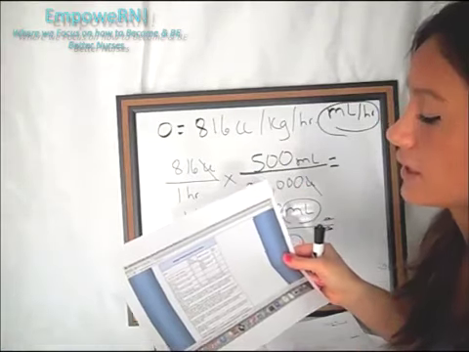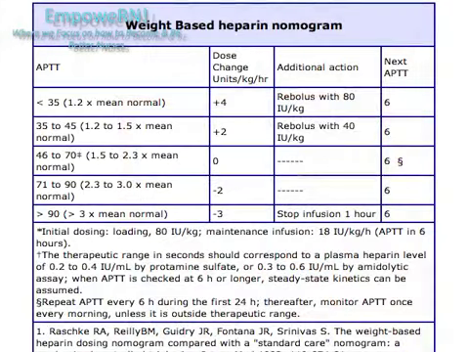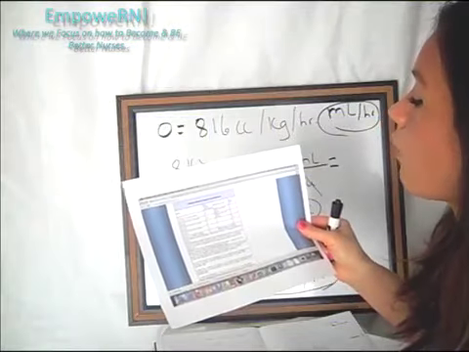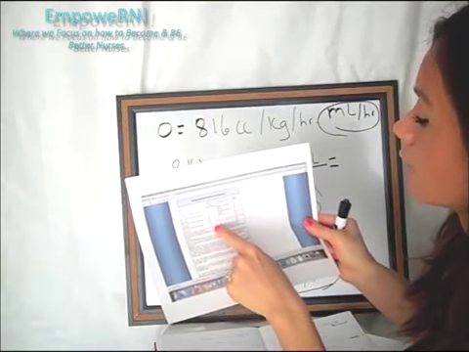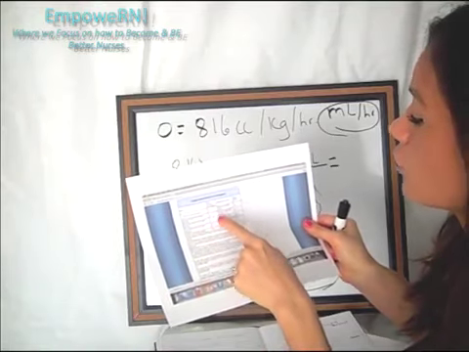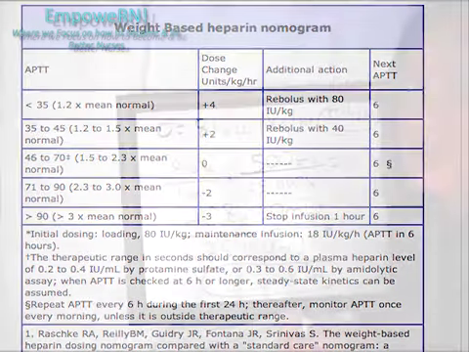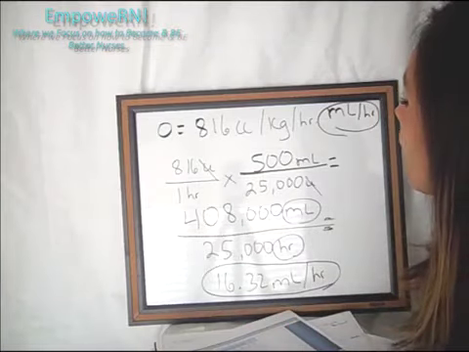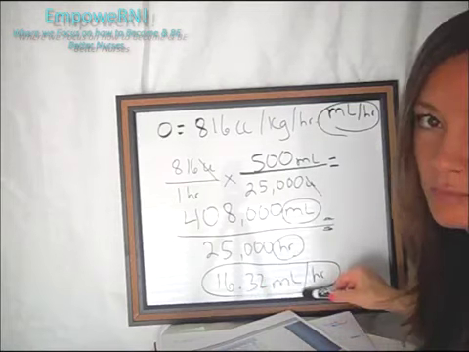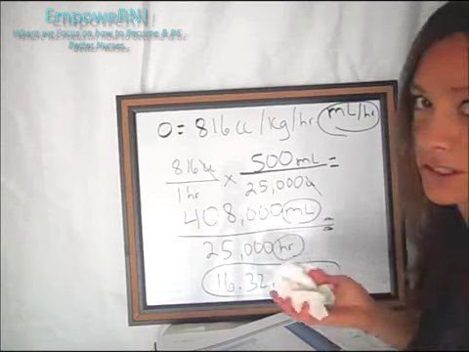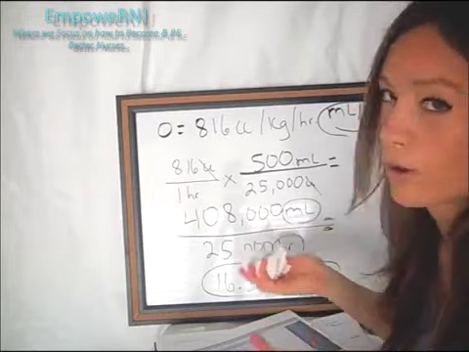Let's say after 6 hours, the PTT result comes back and it is 90. What we do is we change that rate and you minus it by 2 units per kilogram per hour. So what we usually do is we usually stop the rate for about 30 minutes. It usually says that in the protocol. I'm not sure if it says that here, but in the hospital we usually have an order to stop the rate for 30 minutes and then to restart it at a different rate. So our rate is no longer going to be 16.32. Our rate is going to change. So we have to start over and figure out what our rate is going to be.